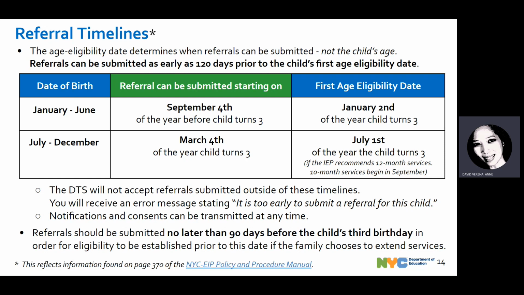Now that we have established how soon referrals can be submitted, we want to emphasize that referrals should be submitted no later than 90 days before the child's 3rd birthday. Late referrals may not allow for evaluations and CPSE meetings to be completed before the child turns 3, which eliminates the option to extend EI services. We therefore strongly encourage making a referral as early as possible to ensure a smooth transition from EI to preschool.